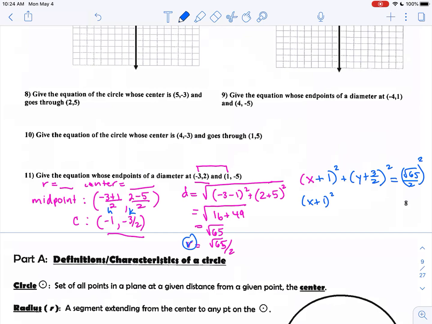So now if I simplify the right hand side, I get radical 65 squared is 65, over 2 squared is 4.